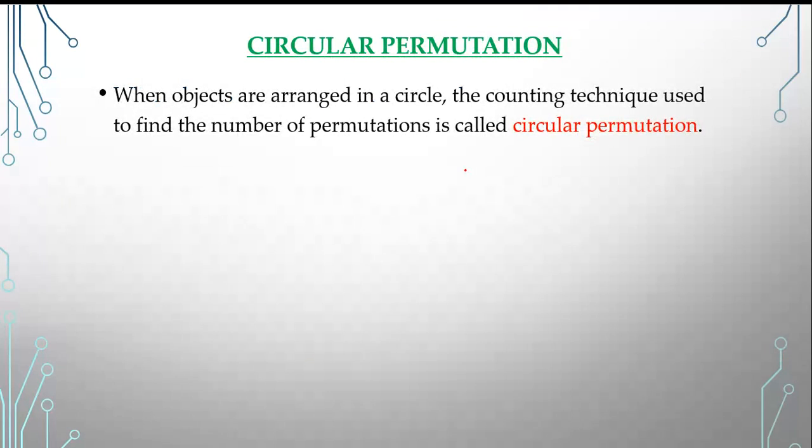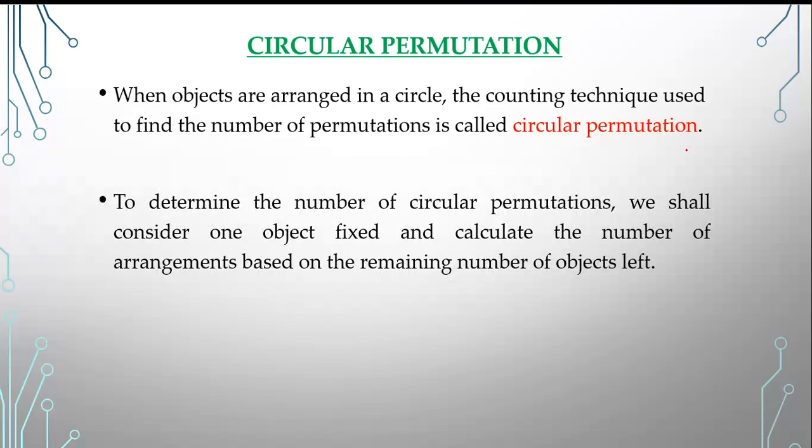Now come to the circular permutation. What is the circular permutation? Actually, if we have to arrange things in a circle, or suppose we talk about some persons sitting around a table, or the arrangement of pearls in a necklace, that is a type of circular arrangement. This type of circular arrangement we calculate by permutation, and it is called the circular permutation.